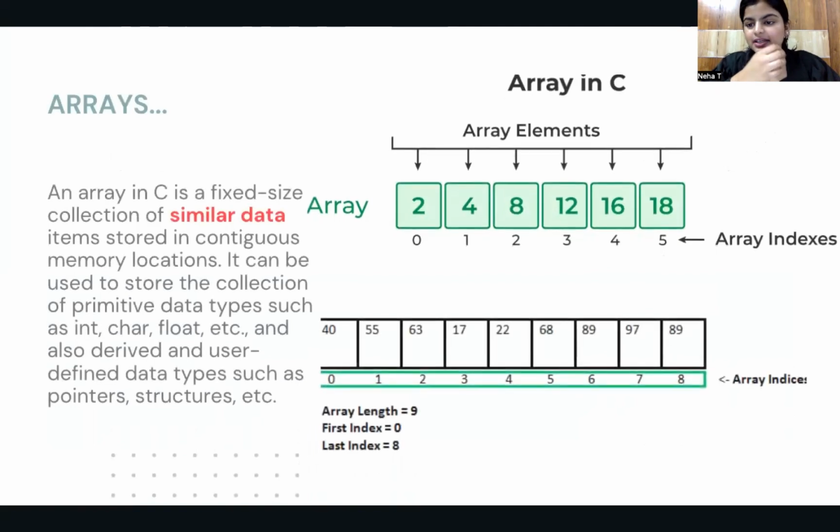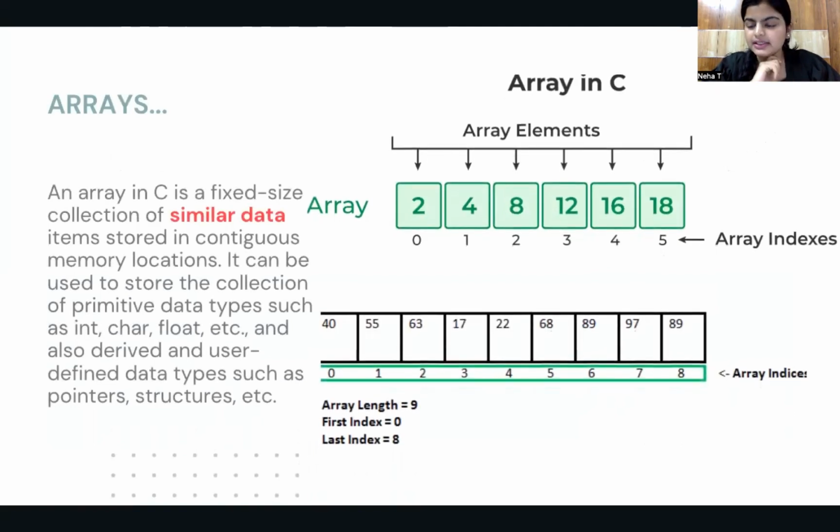We all know array is a collection of similar data types, and this is stored in a contiguous manner. It can be used to store the collection of primitive data types such as int, float, character, etc., and also the user defined data types like the pointers, structures, etc.